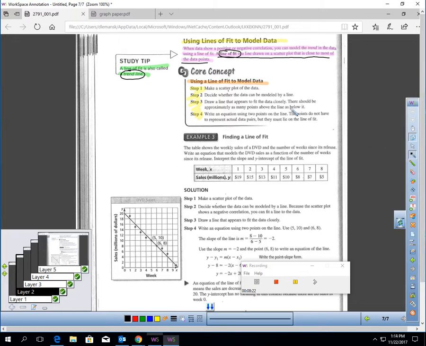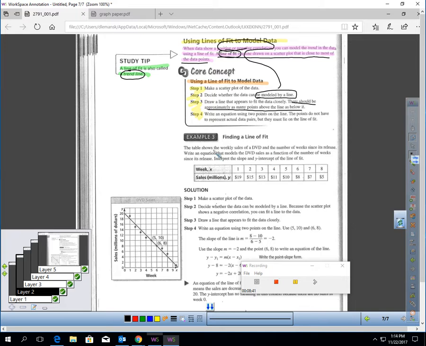What this means is, does it have a positive correlation or a negative correlation? If it does, you can draw a line to model the data. When you draw your line, make sure it appears to fit the data closely. There should be approximately as many points above the line as below it.